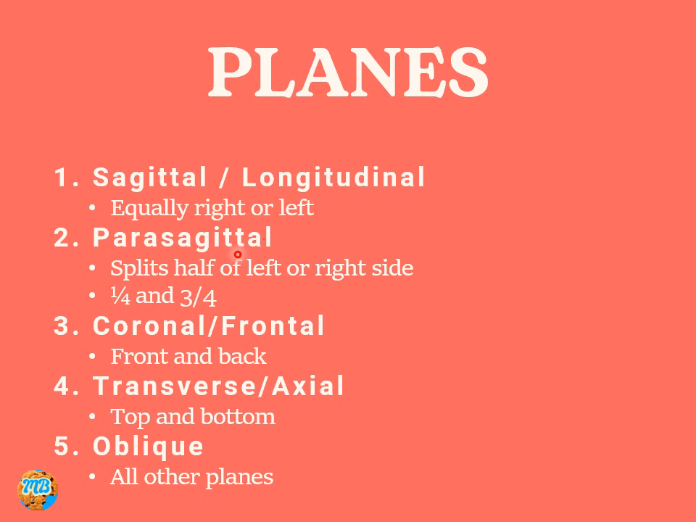Parasagittal splits the body up in the same way as sagittal by right or left, but it doesn't do it equally. It splits half of the left side or it splits half of the right side. So you're splitting up the body by 1/4 and 3/4. Coronal means the same as frontal, and that's easier to remember because you're splitting the body up front and back. Transverse is top and bottom.